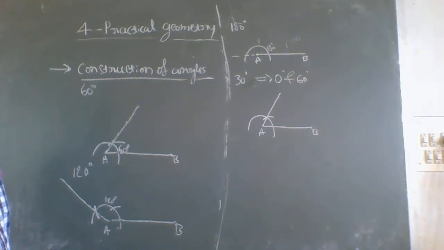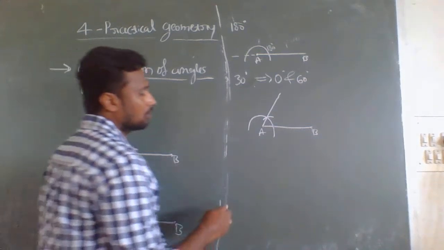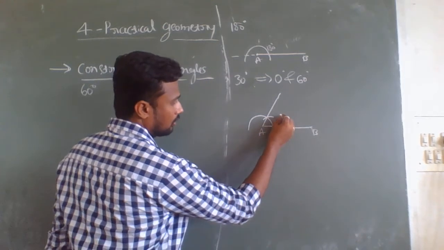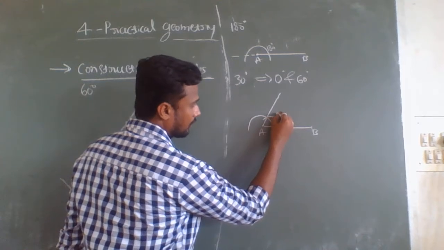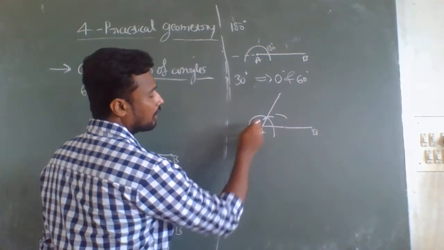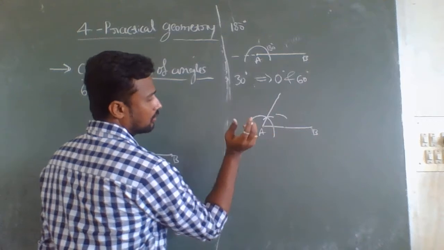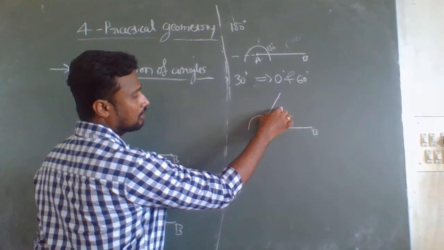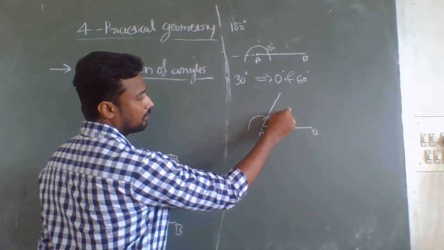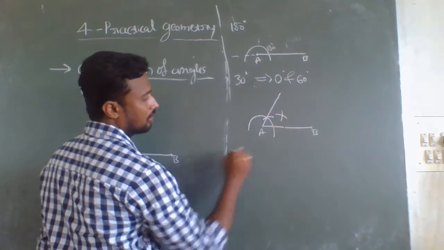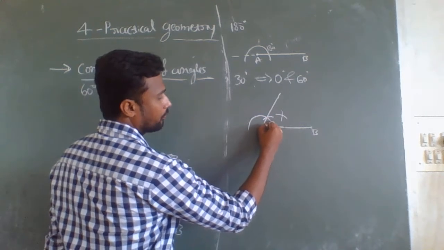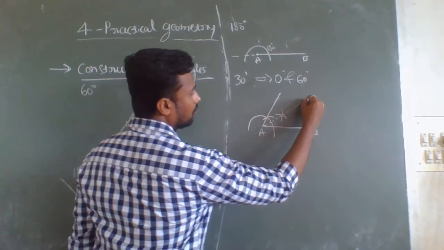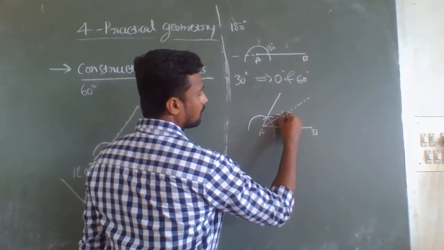But now we want 30 degrees. To draw 30 degrees, what can we do? We can place our compass on this intersecting point and get an arc like this. Again I will place the compass on this intersecting point and from here intersect this line. Here I will get an intersecting point. If you draw a line through this intersecting point, how much will you get?